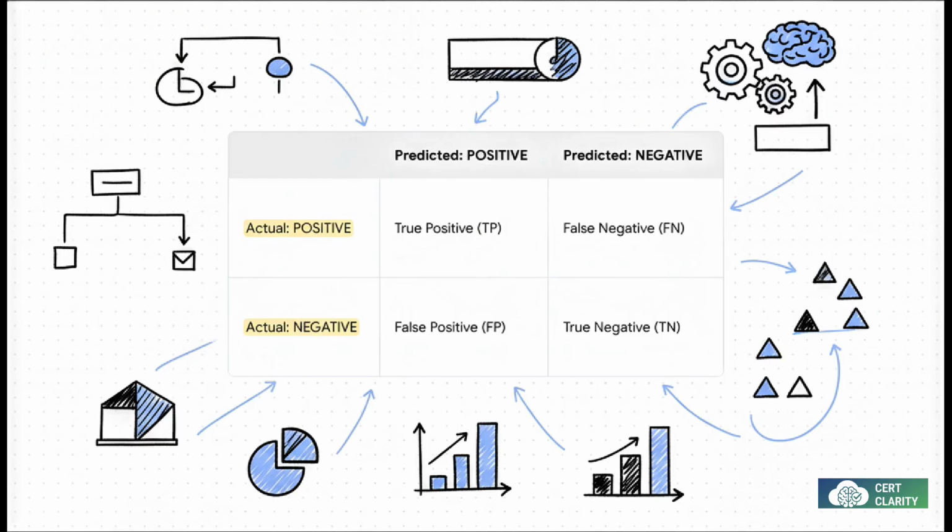It's what ISTQB calls a K3 apply objective. That's just a fancy way of saying you won't just have to define what it is, you'll actually have to use it to solve problems.